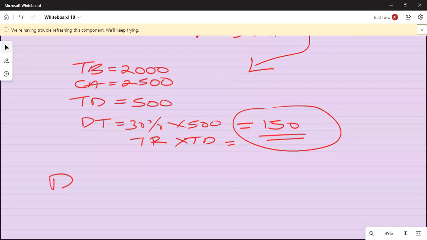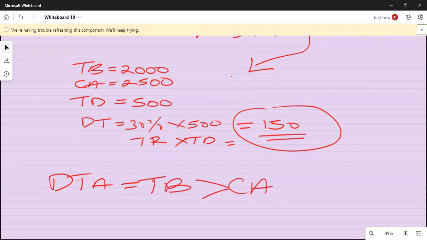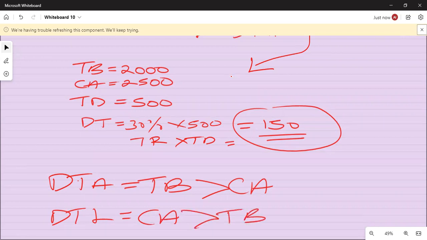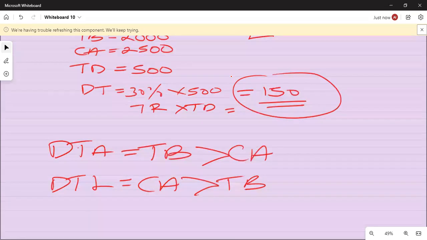Deferred tax assets occur when the tax base is greater than the carrying amount. While deferred tax liability occurs when the carrying amount is greater than the tax base. Okay, so don't forget: deferred tax liability occurs when the carrying amount is more than the tax base.